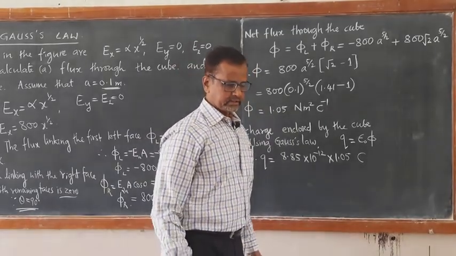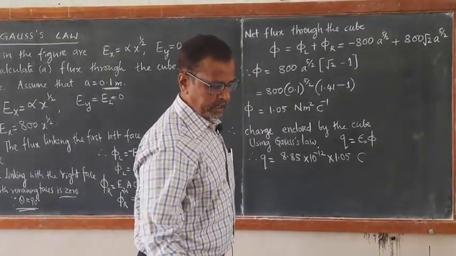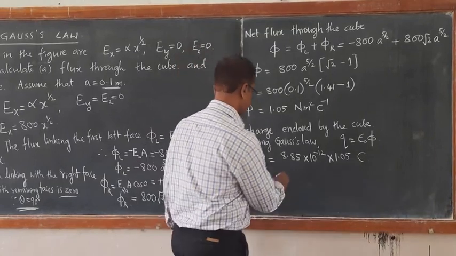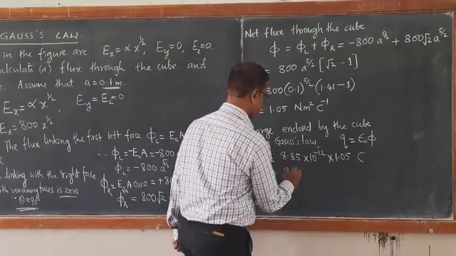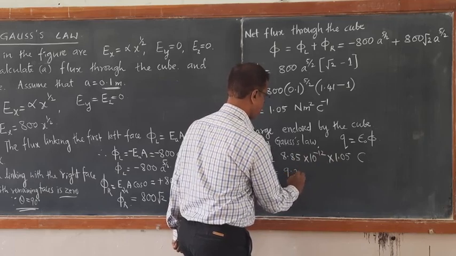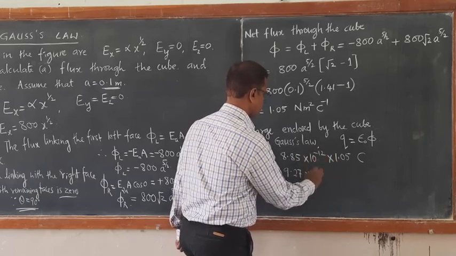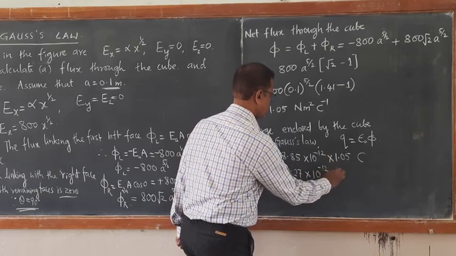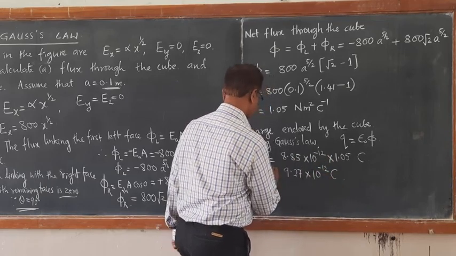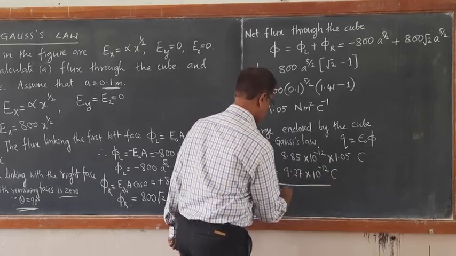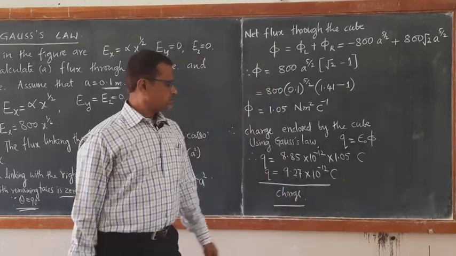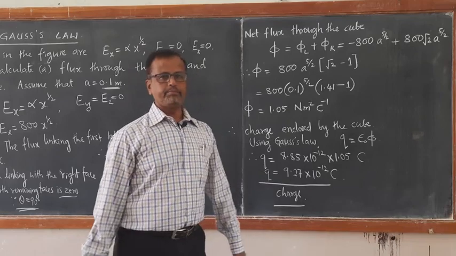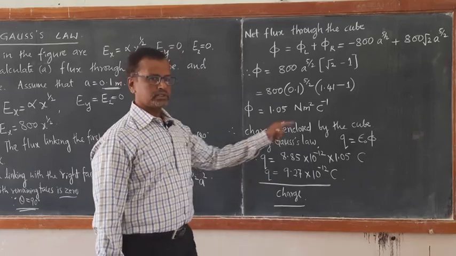So if you calculate this, it comes out to be 9.27. Just 8.85 into 1.05, it comes out to be 9.27 into 10 raised to minus 12 coulomb. This is the charge enclosed. 9.27 picocoulomb, 10 raised to minus 12 coulomb.